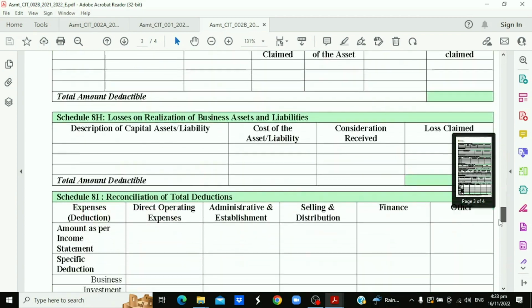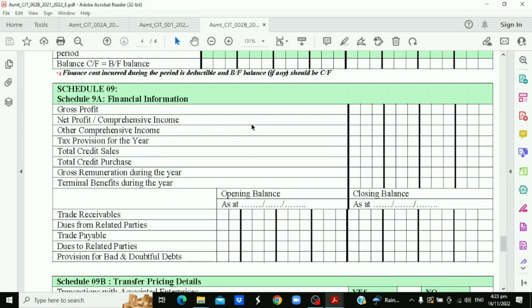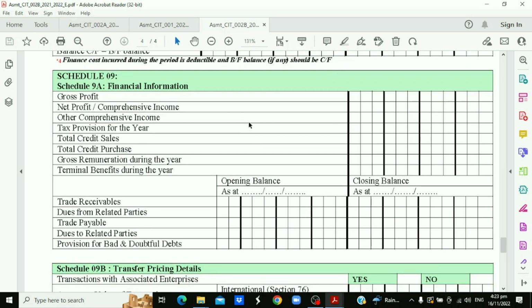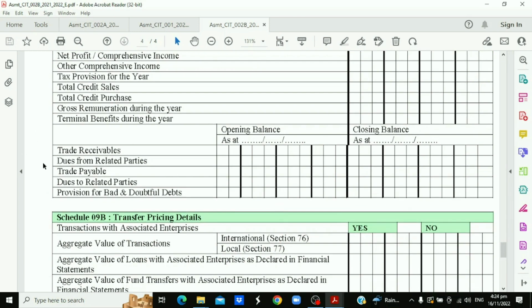Then we can move to the last schedule, Schedule 9. Schedule 9 includes some financial information, some details for transfer pricing, and some information for the audit of the company, right? If you see Schedule 9A, some financial information you have to provide: profit, net profit, other comprehensive income, total credit sales, purchases, likewise some details. In addition to that, you have to provide opening and closing balances for some identified assets.